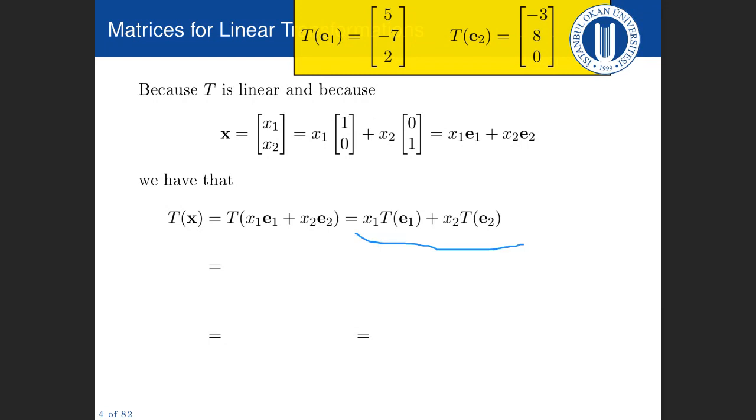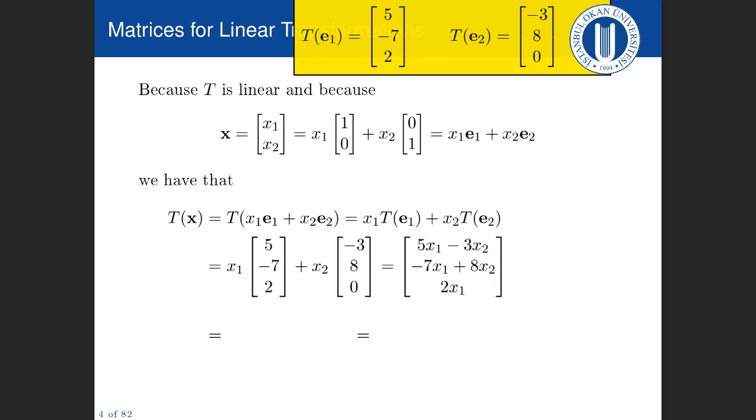And we know T(e1) and we know T(e2). They're written in the yellow box at the top. So all we need to do is to substitute these in. We get 5x1 minus 3x2, and then minus 7x1 plus 8x2, and then 2x1. Or we can write this as a matrix multiplied by the vector x. We have the matrix (5, -3; -7, 8; 2, 0), and this is the matrix that I'm interested in this section.